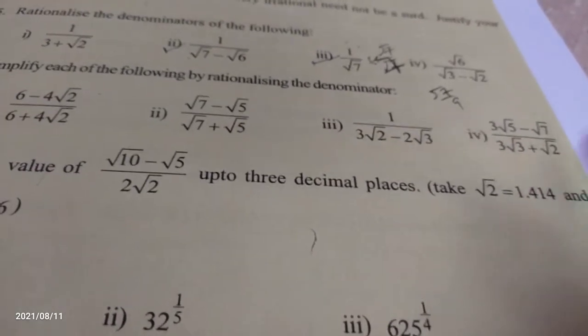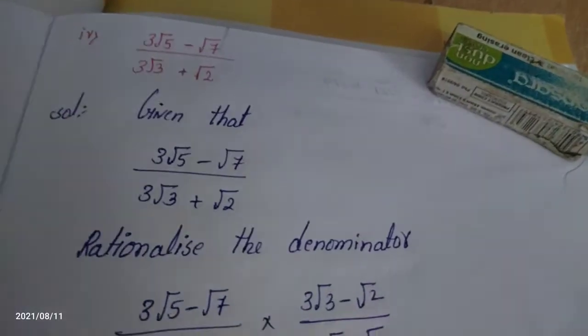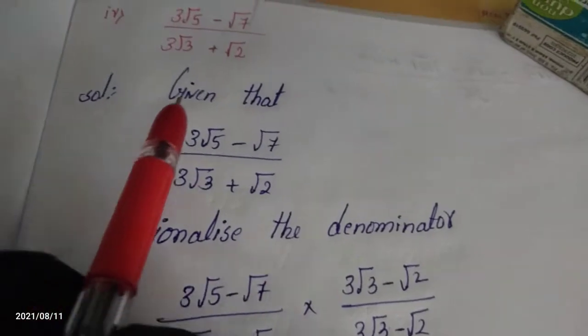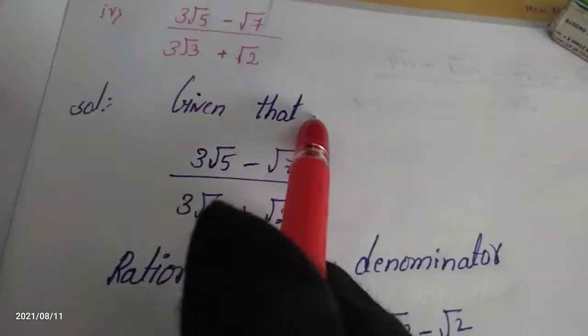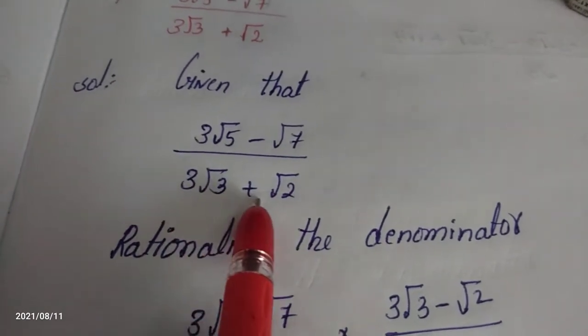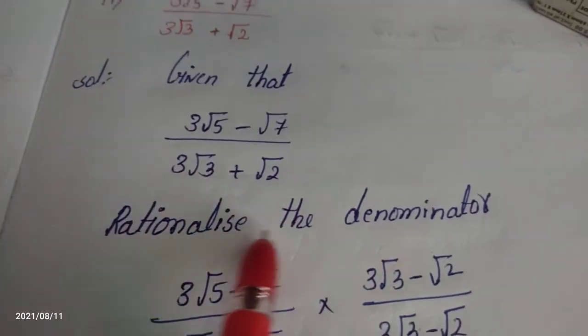Okay, let's see this question. We are completing half of it, but today I am explaining again from the first. What is that? Given (3 root 5 minus root 7) divided by (3 root 3 plus root 2). Rationalize the denominator.